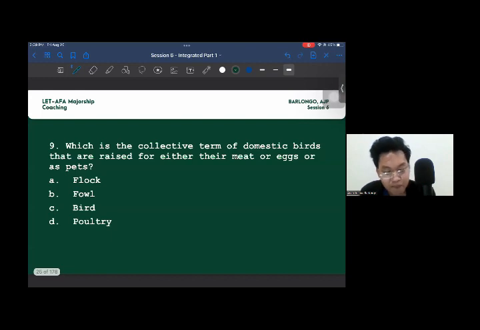Number 9, which is the collective term of domestic birds that are raised for either their meat or eggs or as pets. We have here the different terms: A, flock; B, fowl; C, bird; or letter D, poultry.